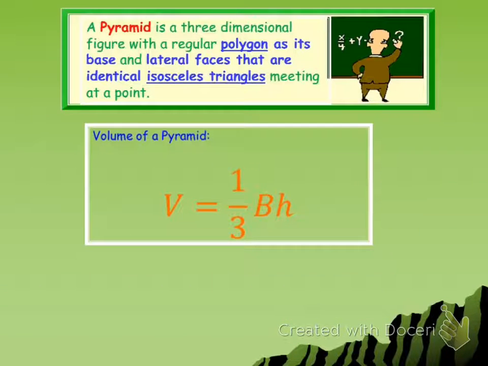All right, a pyramid is a three-dimensional figure with a regular polygon as its base and lateral faces that are identical isosceles triangles meeting at a point.